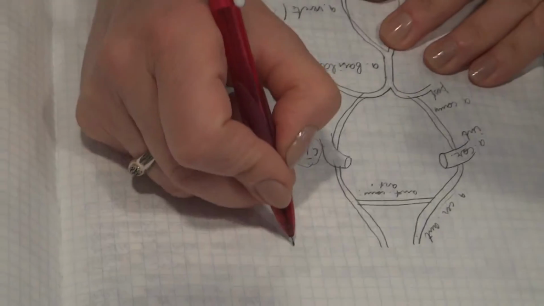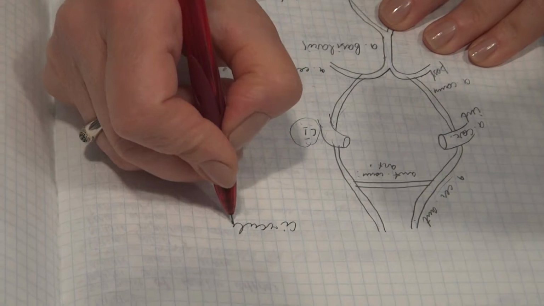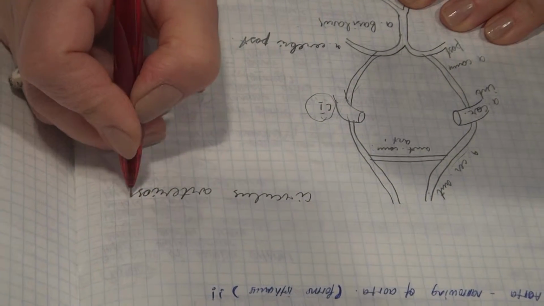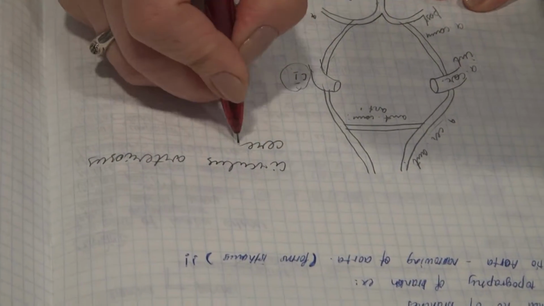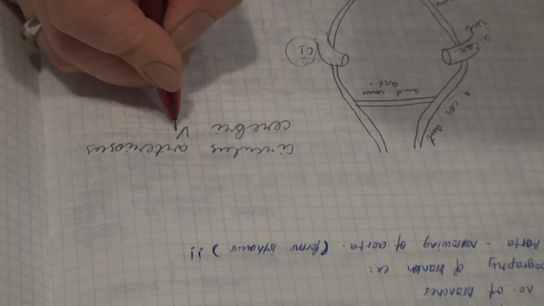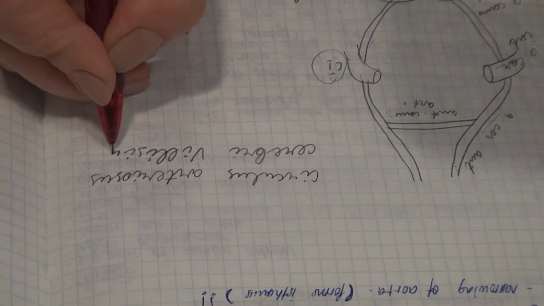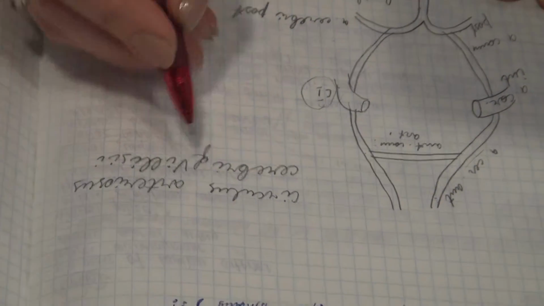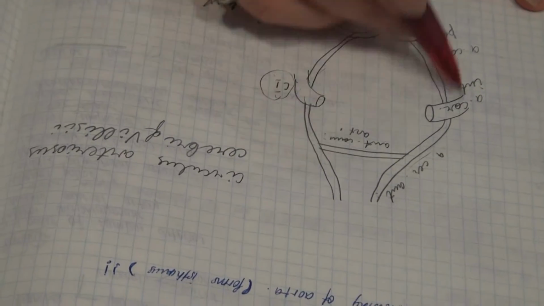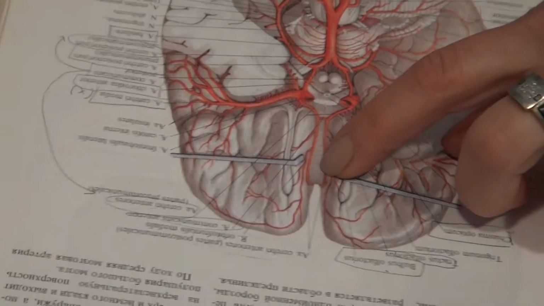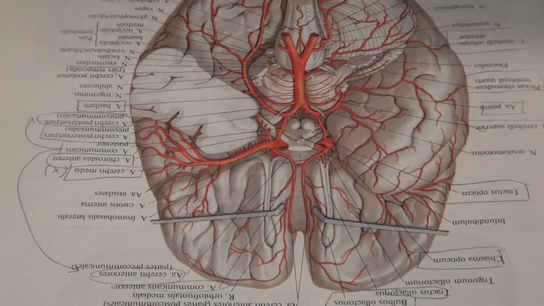This is called circulus arteriosus cerebri. Willis was the oldest anatomist who described this: circulus arteriosus cerebri of Willis, the Willisian circle. It supplies a very important organ, the brain, with a ring-shaped anastomosis. If one artery is occluded, the brain is still supplied through this ring.